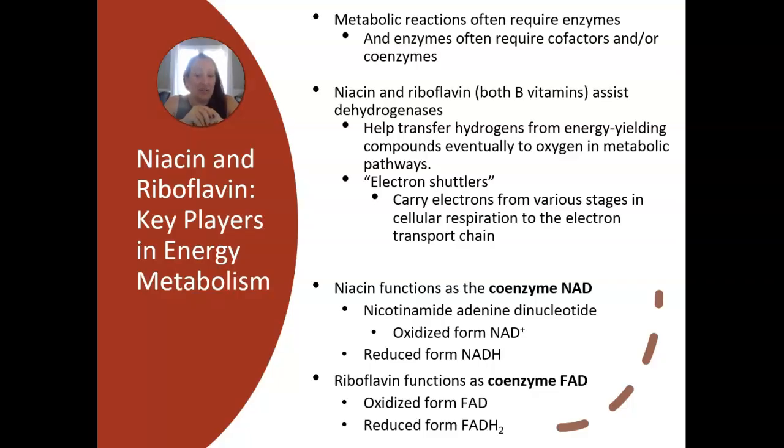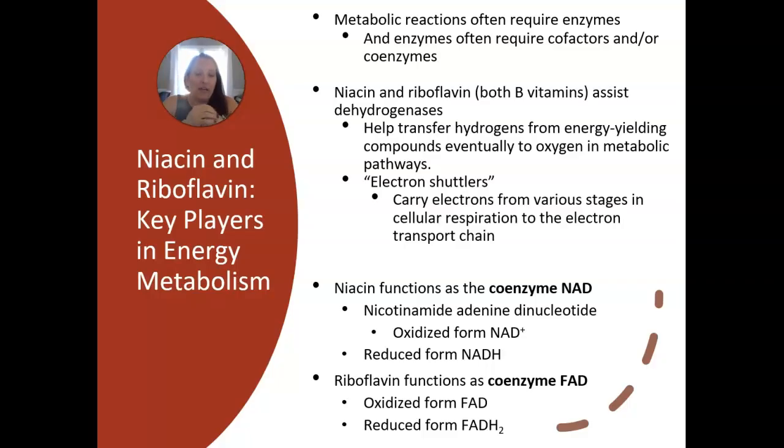So niacin, the B vitamin involved in helping dehydrogenases, functions as a coenzyme called NAD. NAD stands for nicotinamide adenine dinucleotide. You can just call it NAD. The oxidized form is called NAD+, the form that doesn't have the high energy electrons. When it picks up electrons, it is reduced to what we call NADH. So NADH is carrying electrons.